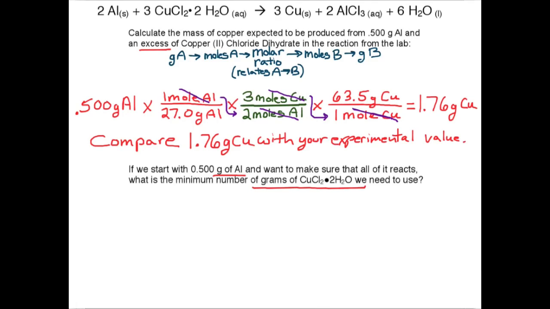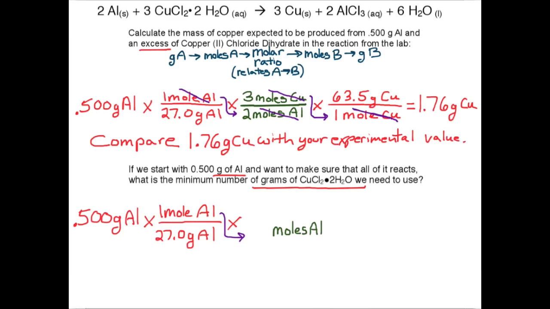As always, we start with what's given, which is the 0.500 grams of aluminum. Next, as we use the framework from above, we'll convert this into moles of aluminum using the molar mass. Next, we're going to relate the number of moles of aluminum to the number of moles of copper chloride dihydrate. In order to do this, we'll want to make sure that we have moles of aluminum on the bottom.